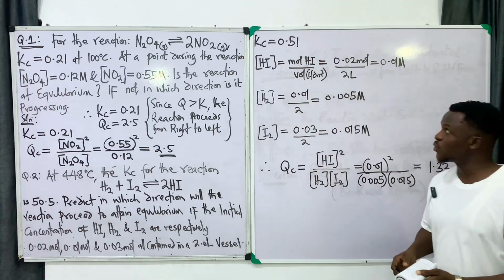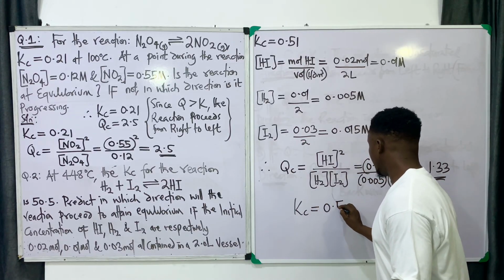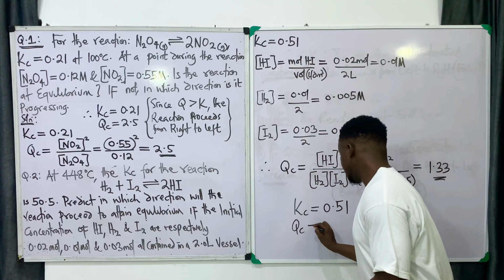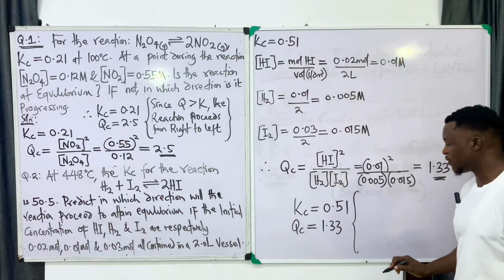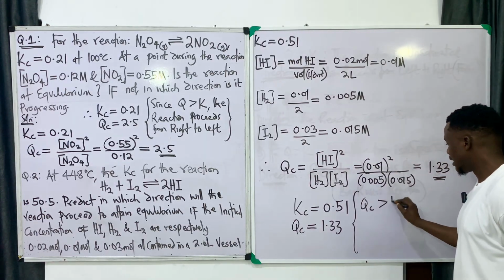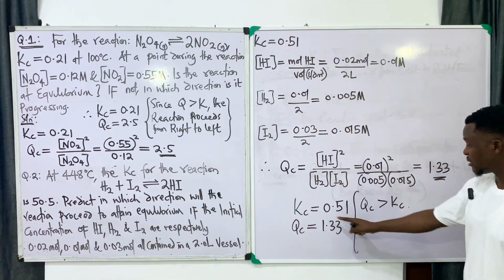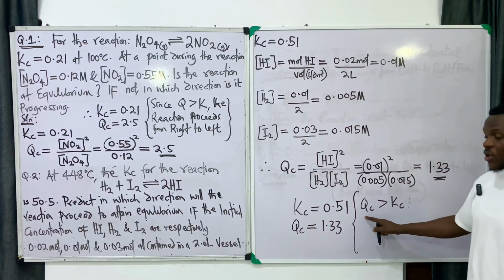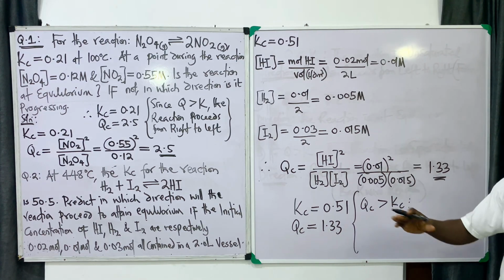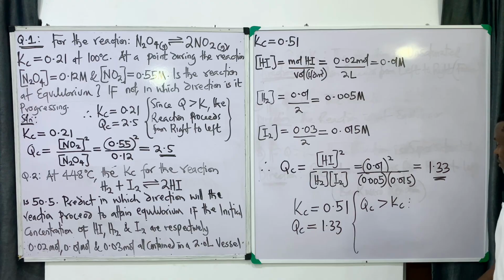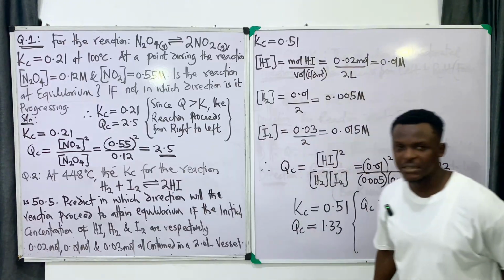So the next thing you're going to do here is to compare. Now Kc is equal to 0.51 and Qc is equal to 1.33. So what can be said here is very obvious, that Qc is greater than Kc, because 1.33 is greater than 0.51. So in this case now, once Qc or Q is greater than K, the reaction proceeds from right to left, just like what we did here previously. So this reaction, the question says, predict in which direction will the reaction proceed to attain equilibrium.